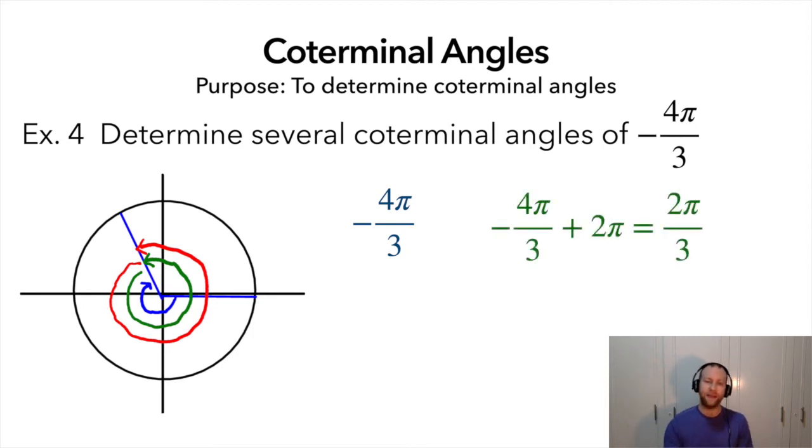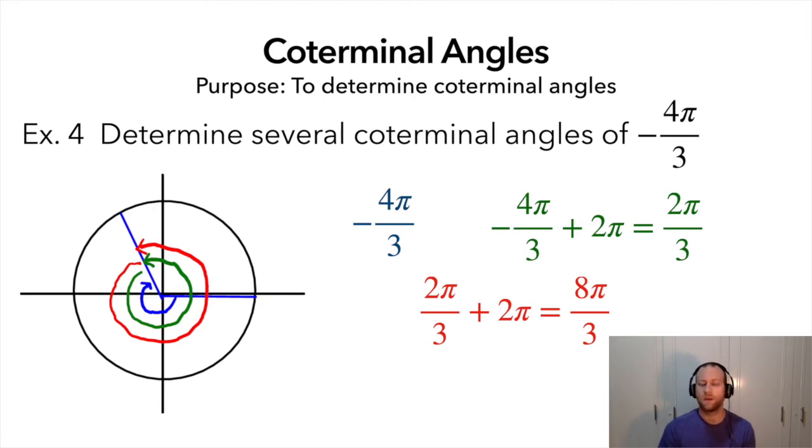If we add 2 pi to that, notice the green line, we started at the terminal arm and rotated a positive full rotation, which is 2 pi. We got 2 pi over 3. Take that again, rotate another 2 pi, and we've got 8 pi over 3.